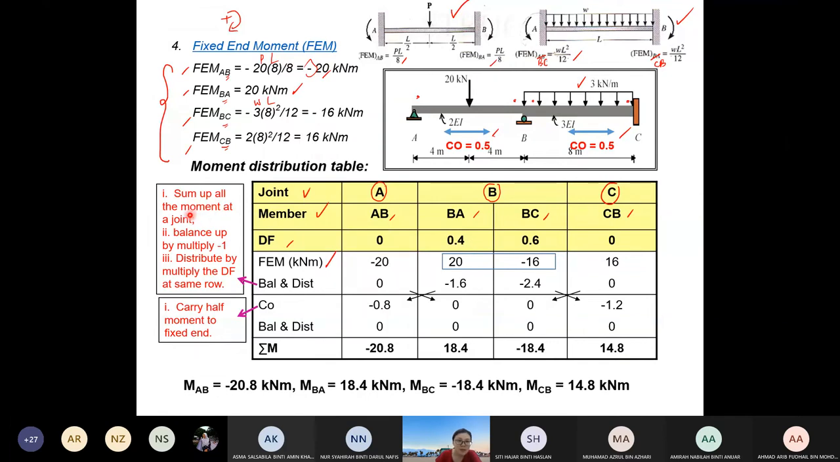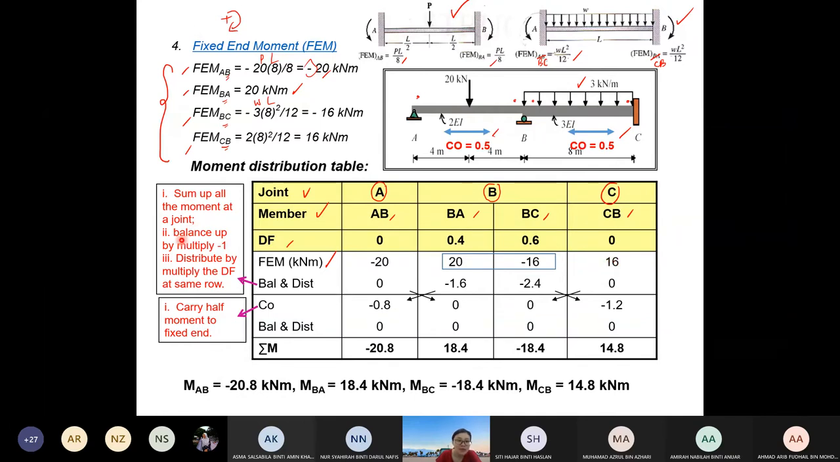Sum up all the moment at the joint. We talk about joint B, joint C. What are the moments? The initial moment first. So we sum up. So negative 20, let's say, for A. For B, there will be 20 minus 16. For C, there will be 16. We do joint by joint.